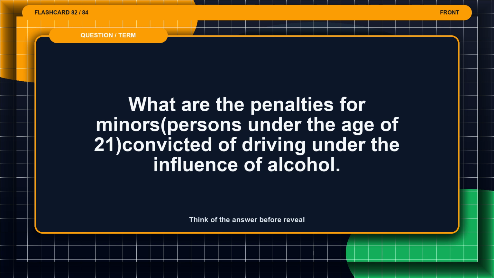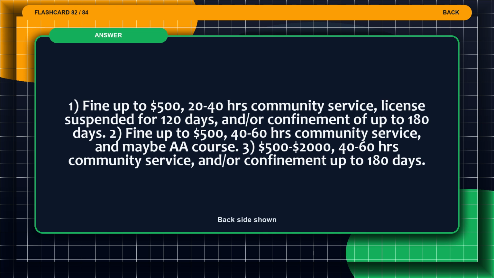Flashcard 82. What are the penalties for minors, persons under the age of 21, convicted of driving under the influence of alcohol? Think of the answer before the reveal. The answer is 1. Fine up to $500. 20-40 hours community service. License suspended for 20 days, or confinement of up to 8 days. 2. Fine up to $500. 40-60 hours community service, and maybe a course. 3. 40-60 hours community service, or confined up to 8 days.